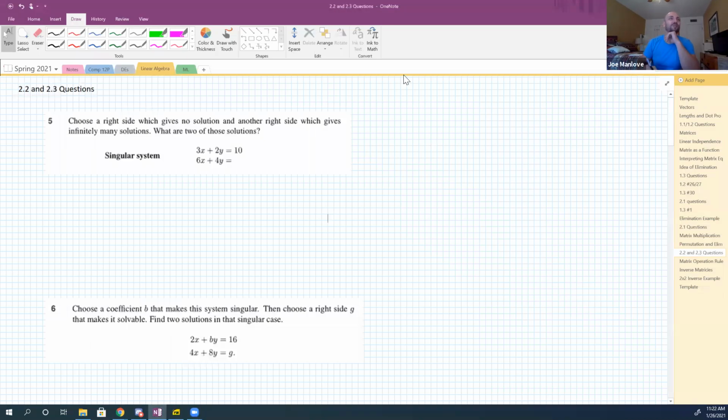All right, so let's talk 2.2 number 5, first things first. We're supposed to choose a right-hand side which gives no solution and another right-hand side which gives infinitely many solutions. So the first thing I'm going to look at in this system, and they said this system's singular. How can they tell that this system is singular? What are they looking at to ascertain that? What does it mean for a system to be singular?